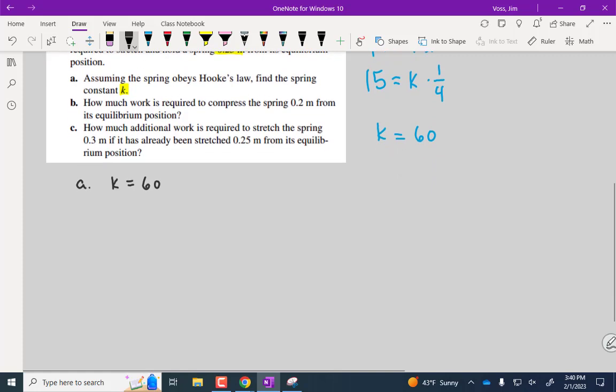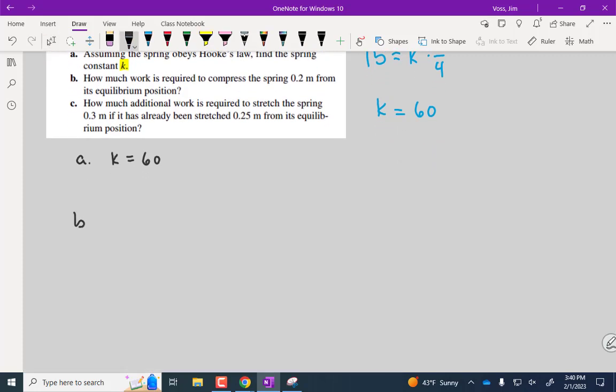Part B says how much work is required. All right, so work is an integral. The force function is now 60x. For this spring, it's kx. Every spring, it's k times x. And it says how much work is required to compress the spring 0.2 from equilibrium. So it starts at equilibrium, and then we're going to compress it 0.2 meters.